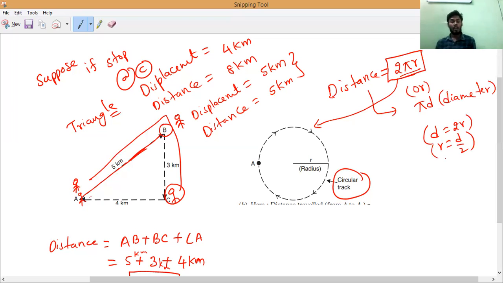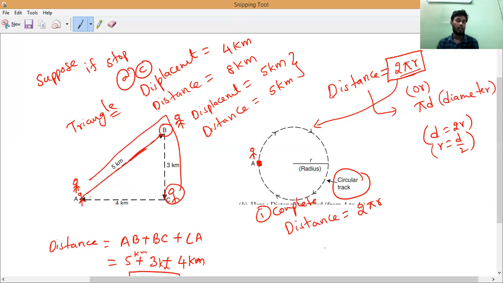So now, let me imagine, Harish started at point A. Now he made a complete rotation. One rotation he made completely. So what is the distance? Distance is equal to what? 2 pi r. Understanding? One full rotation he made.